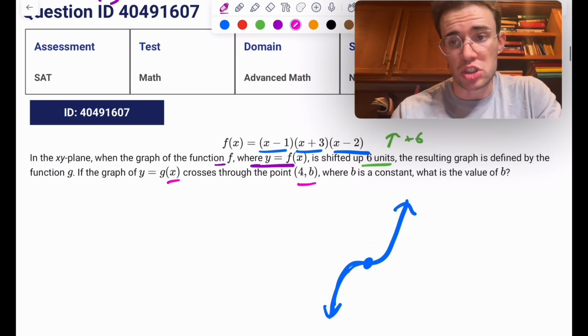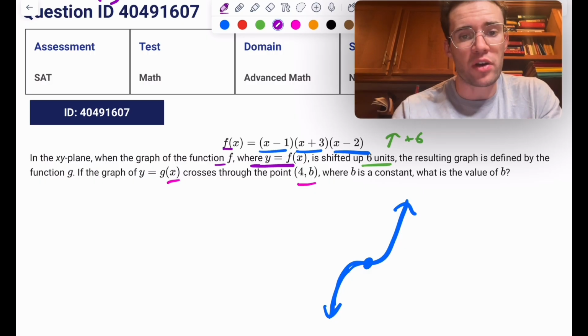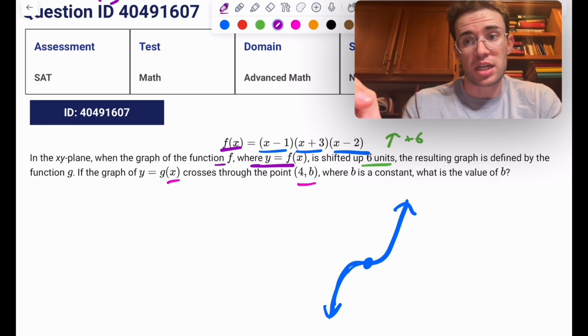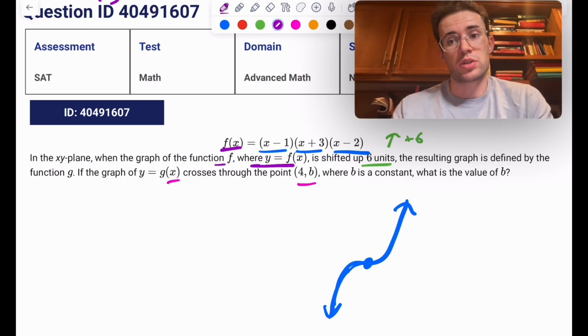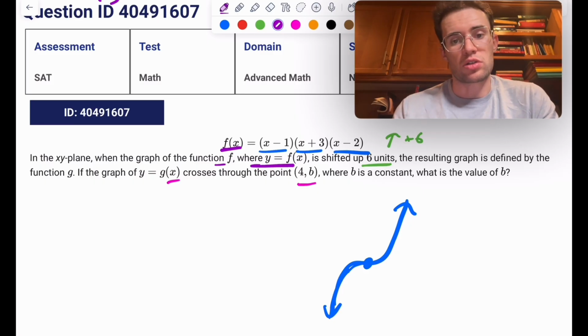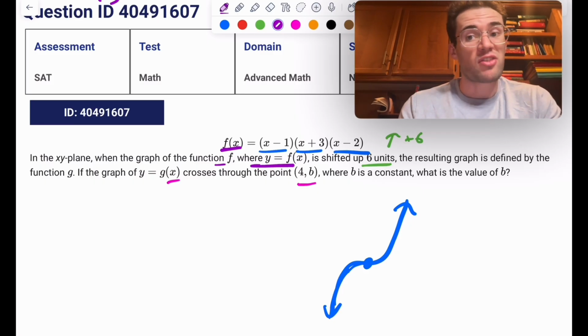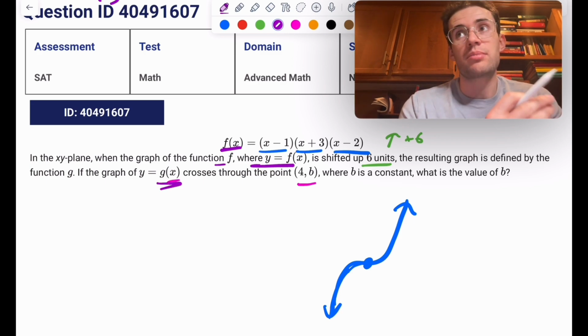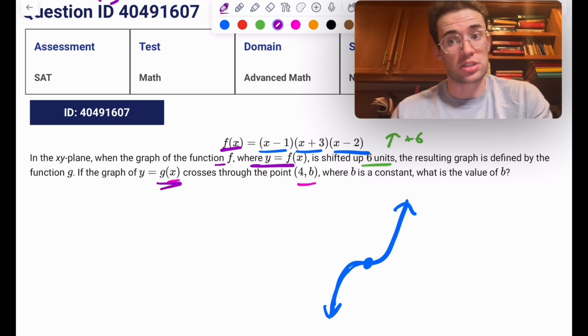Okay, well, what we can do, we just know any output for f of x is shifted up by 6. So if you input 0 for x, that'd be 0 minus 1 times 0 plus 3 times 0 minus 2 gives you that output. Whatever the output is, you just add 6 to it. That's going to be the output for the function g of x when x is also equal to 0.